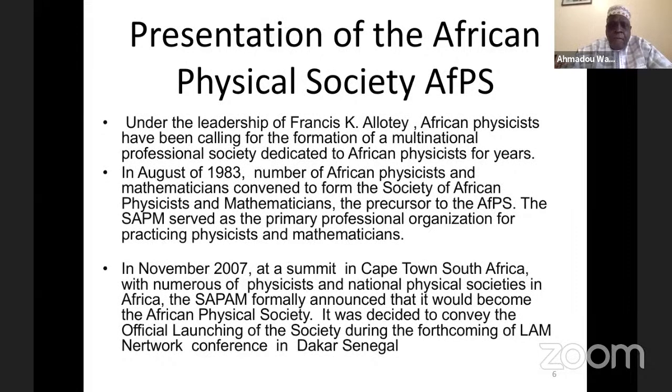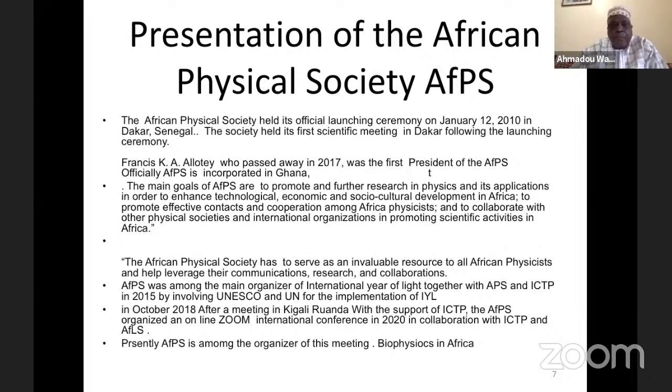become the African Physical Society. And it was decided to convey the official launching of the society during the forthcoming meeting of the LAM network in Senegal. I think it was the LAM 10 meeting in Senegal. So the African Physical Society held the official launching ceremony on January 12, 2010 in Senegal.